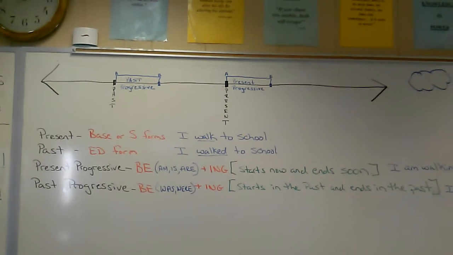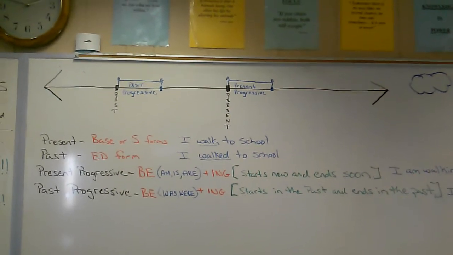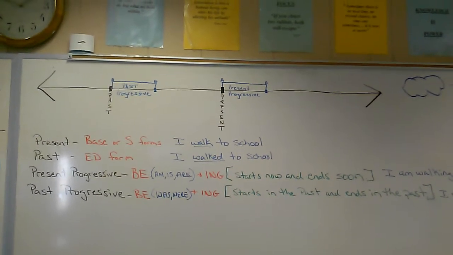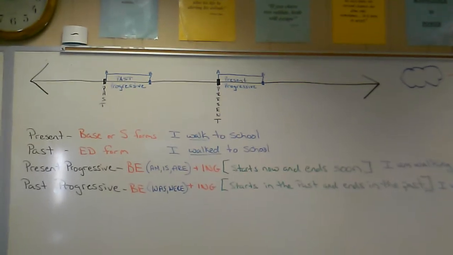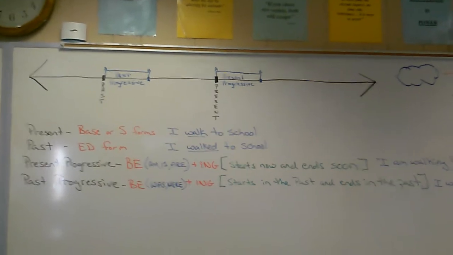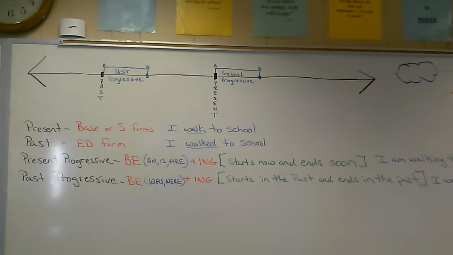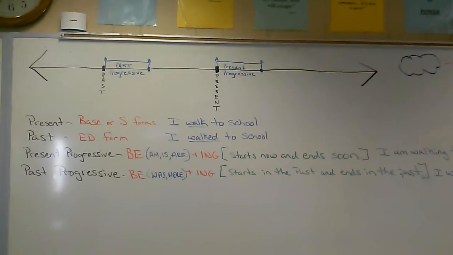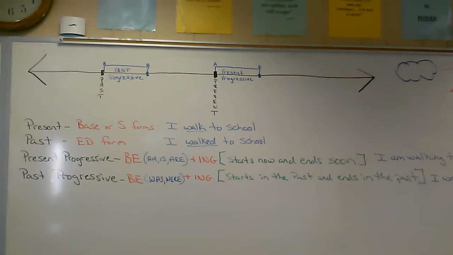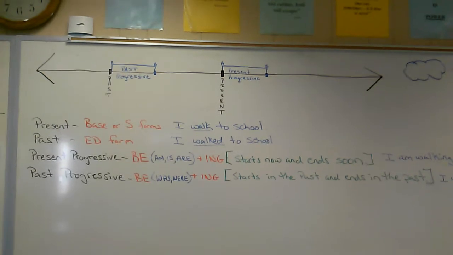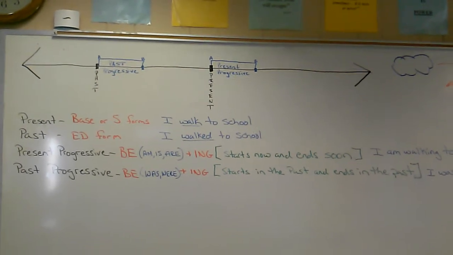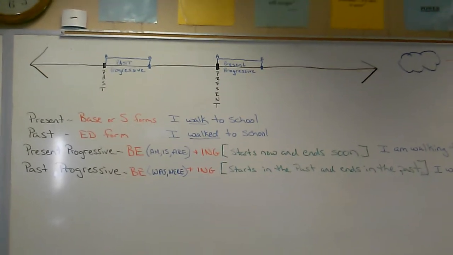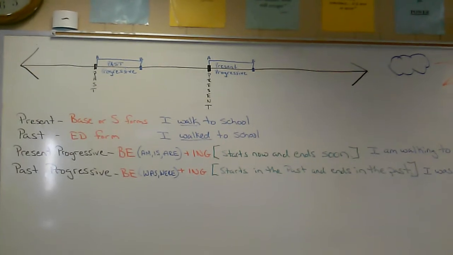Now, if you look at our timeline, in black, there is only one point. Present, and then towards the left, past. That is one point in time, guys. That is when we use this. When we are talking about one specific point, one simple point in time, we will use the present tense or the past tense, which is the ED form. I walked to school. Those are one point in time. It doesn't cover anything. It is a very simple sentence, and the point in time is very simple.